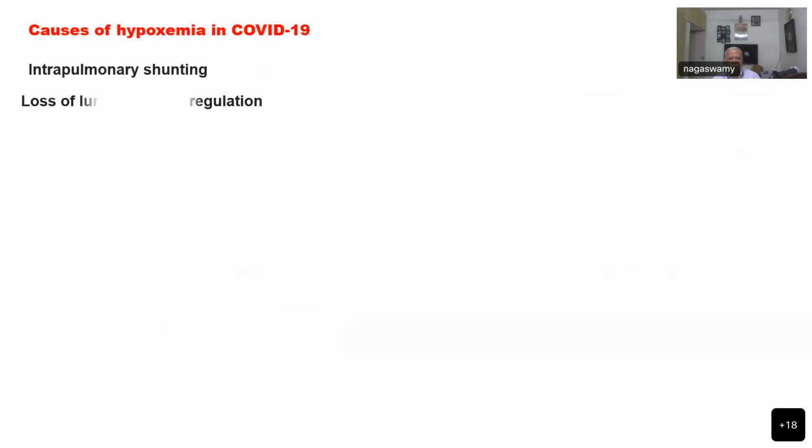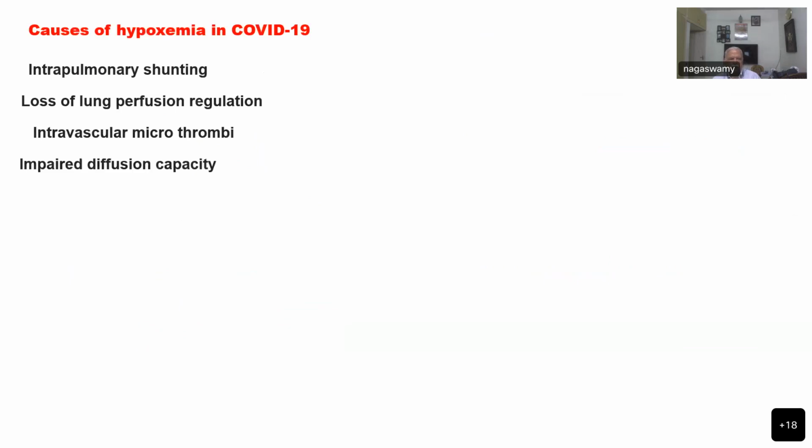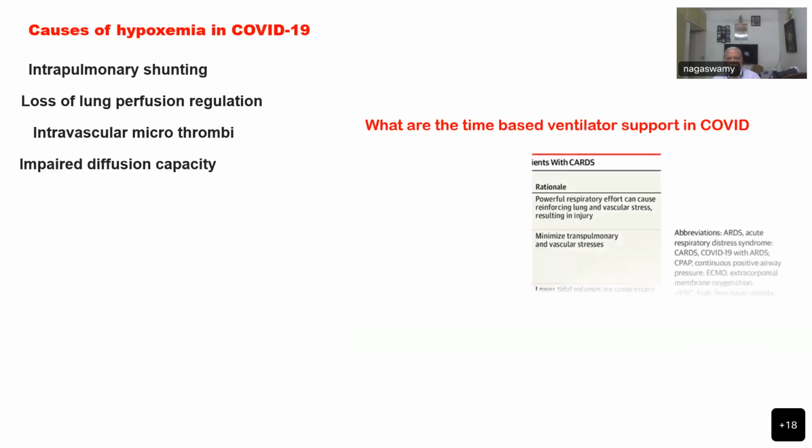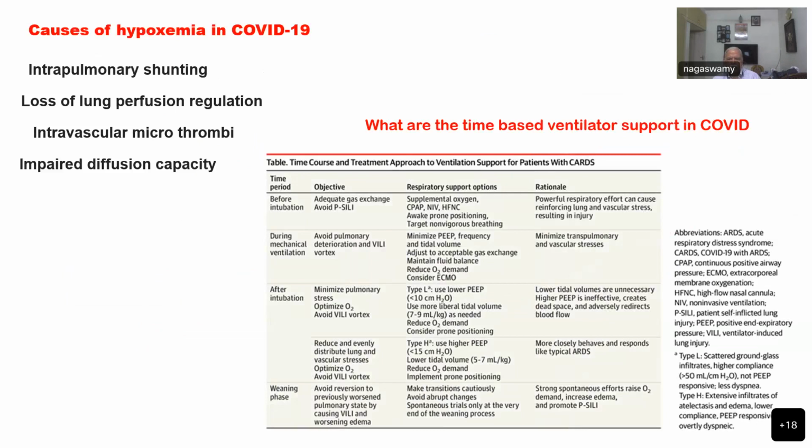During COVID it was intrapulmonary stenting, loss of lung perfusion, intravascular microthrombi, and impaired diffusion capacity. So these were the four causes of hypoxemia. And what are the time-based ventilator support? Of course, these are the various things: before intubation, during ventilation, after intubation, weaning phase, if the patient is requiring. All these things are available in the textbook, so you can go through all that.